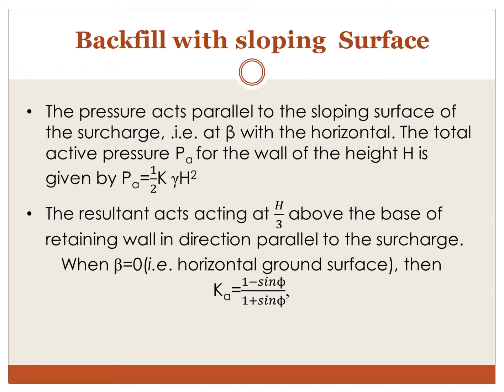Last case, backfill with sloping surface. The pressure acts parallel to the sloping surface of the surcharge at angle beta with the horizontal, and the total active pressure Pa for the wall of height H is given by this equation, which I already discussed in previous slides. The resultant acts H/3 above the base of the retaining wall in a direction parallel to the surcharge. When beta, the angle of inclination of the surcharge, is 0, that is horizontal ground surface, then K is determined by this.